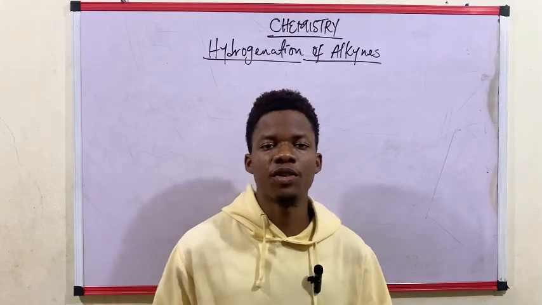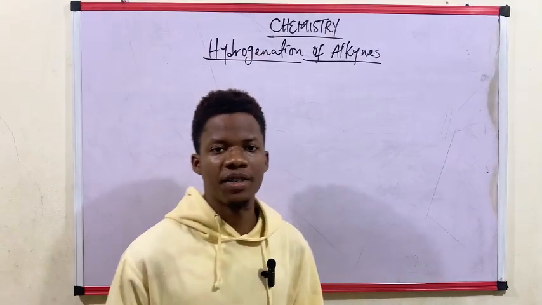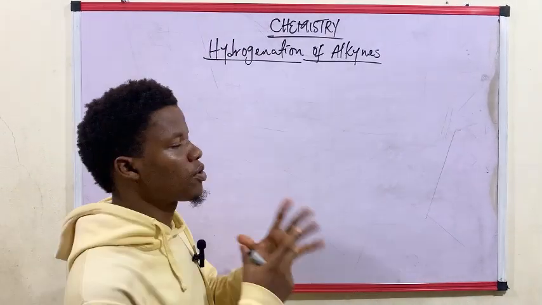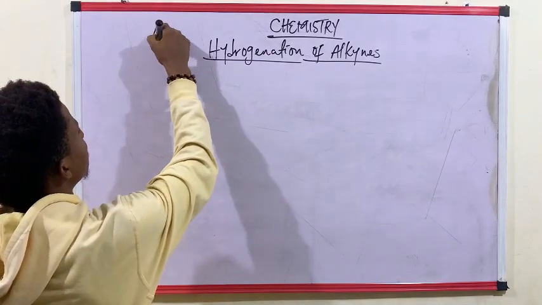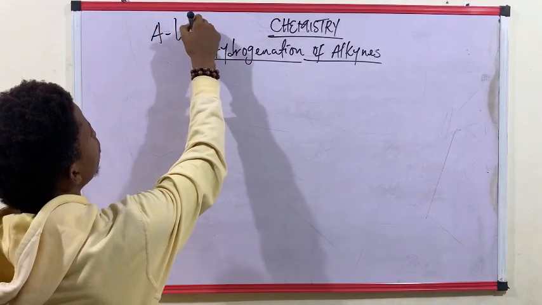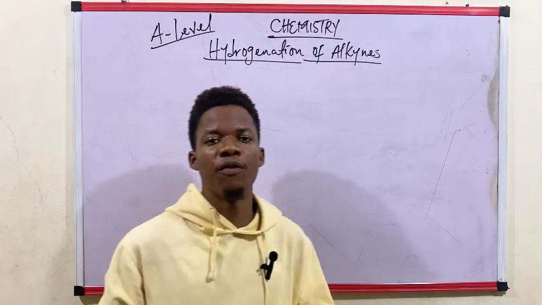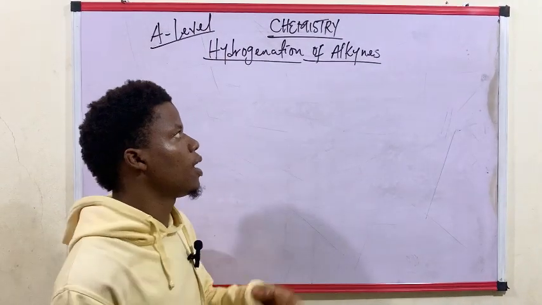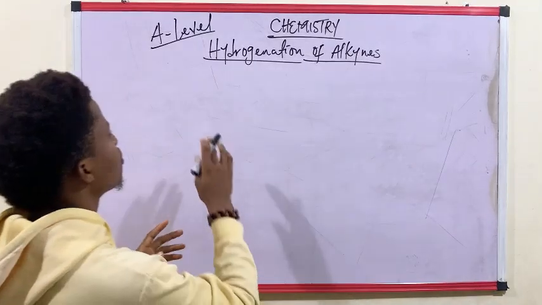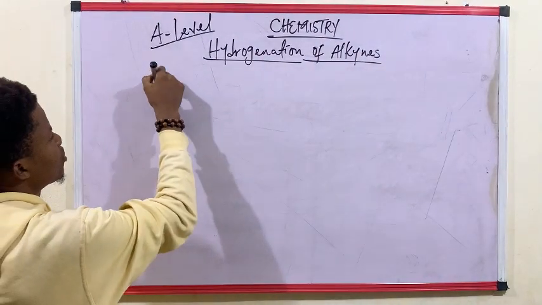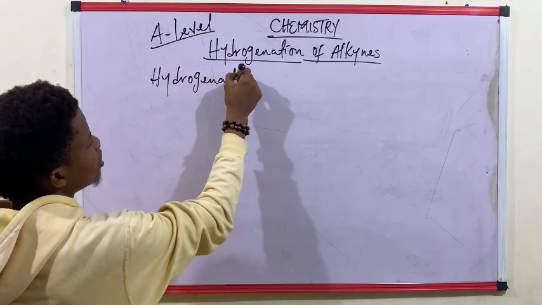And in today's video lesson, we'll be looking at the hydrogenation of alkynes. Now, this particular video lesson is for students in college or universities that are in their first year. So it's an A-level video lesson, all right? The hydrogenation of the alkynes is what we are looking at. When you see the word hydrogenation in chemistry, it is a type of reaction.